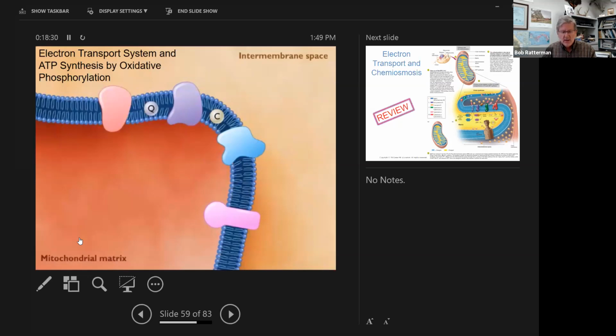So these NAD plus and FAD plus oxidized school buses are simply going to go where they need to go to find electrons. And then once they have electrons, they're going to all go to one place. And that, in this case, is the inner mitochondrial membrane in a eukaryotic cell. Okay, are we good with that?